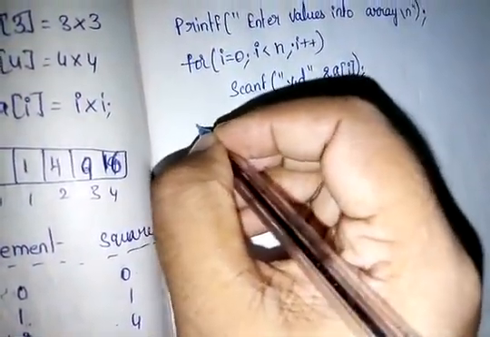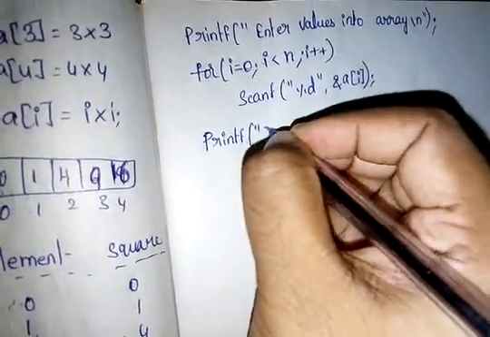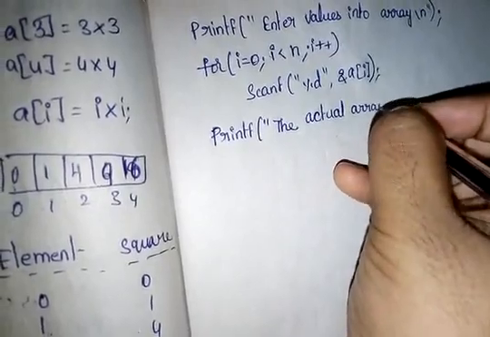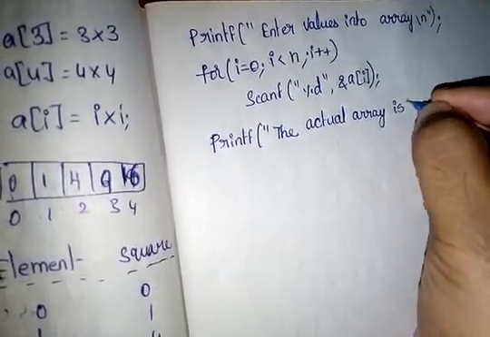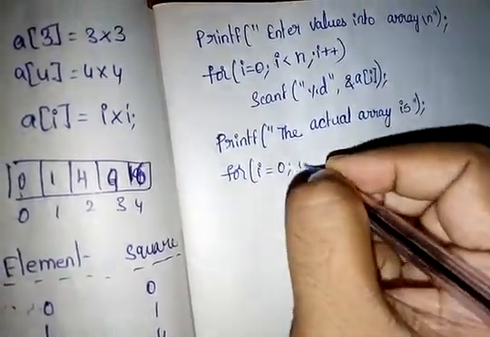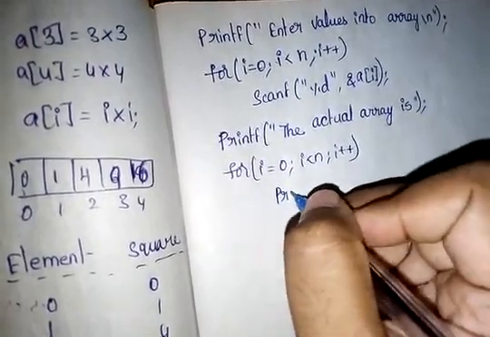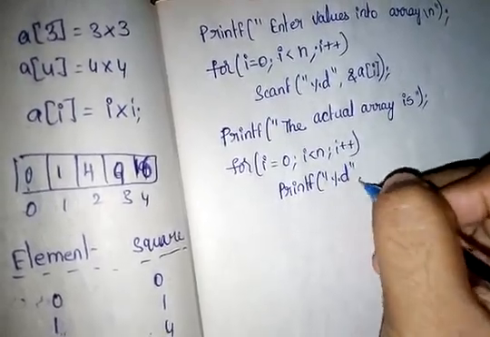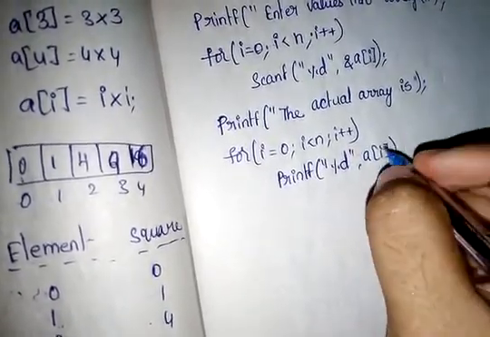Now the values have been entered into the array. Now you need to just print the actual array, in the sense the way you entered the elements, and the same order will be printed. So for i equal to 0, i less than n, i plus plus. To print the array elements, we write a printf statement, %d comma a of i. Just give a space before closing this.